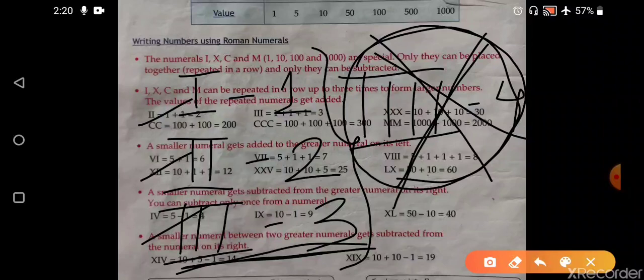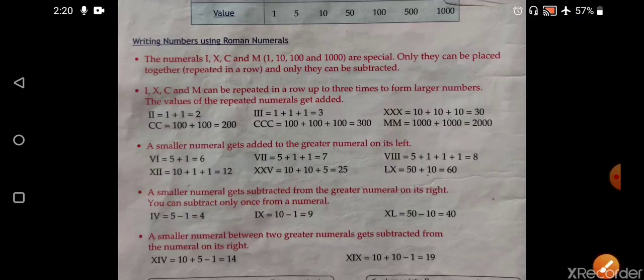Also, the second thing that they have mentioned is that only these, I, X, C and M, can be subtracted. We'll study that they have subtracted the alphabets in order to make new numbers. So rule number 1 says that I, X, C and M can be repeated only 3 times and only they can be subtracted to make other numbers.